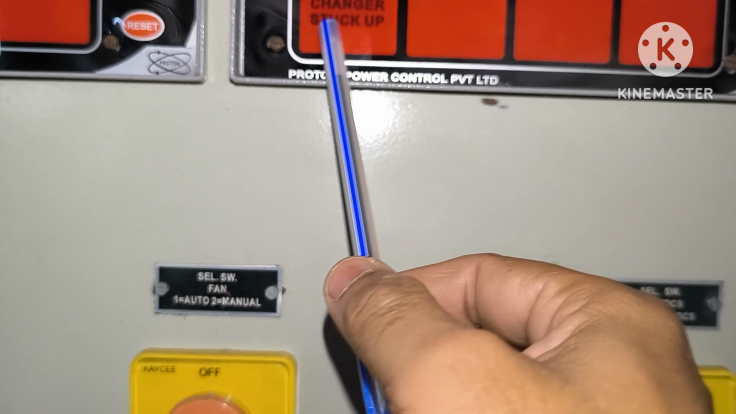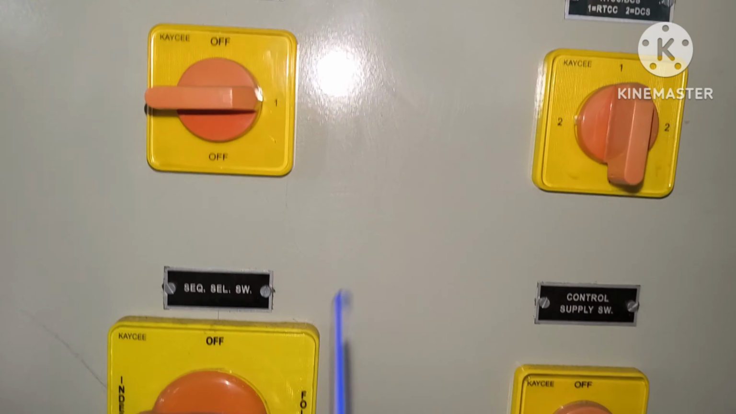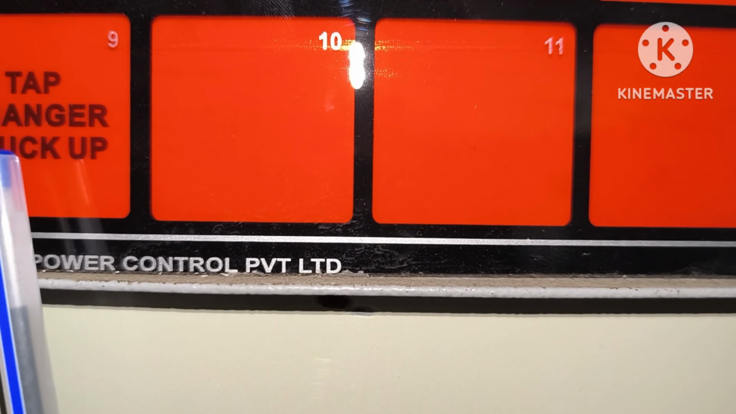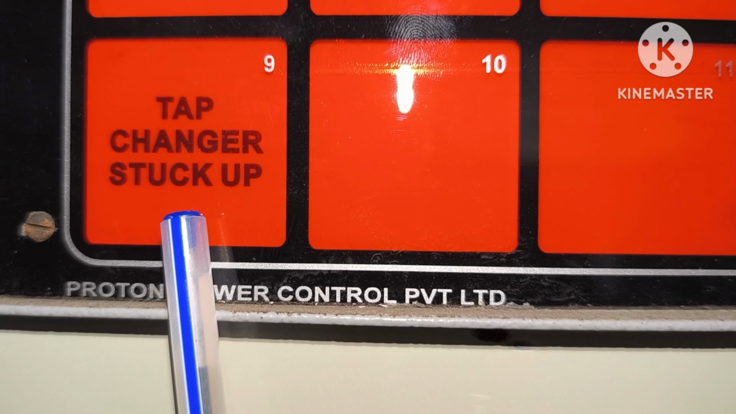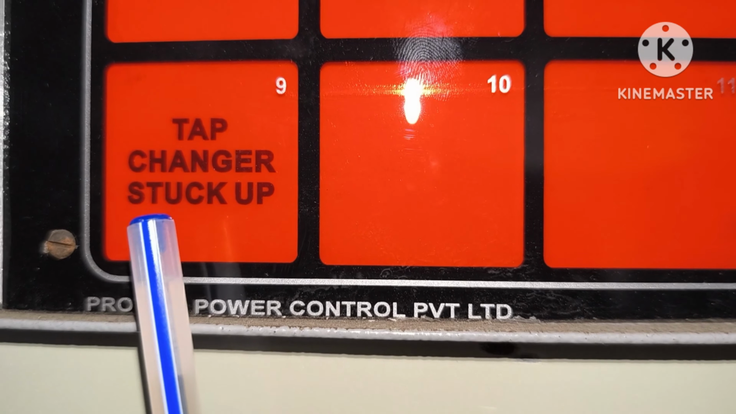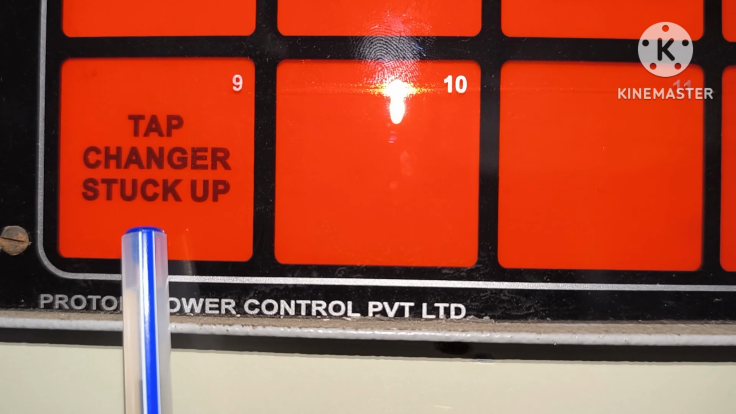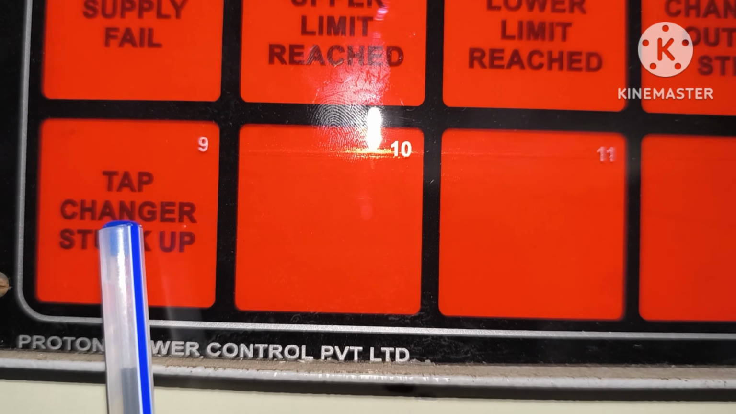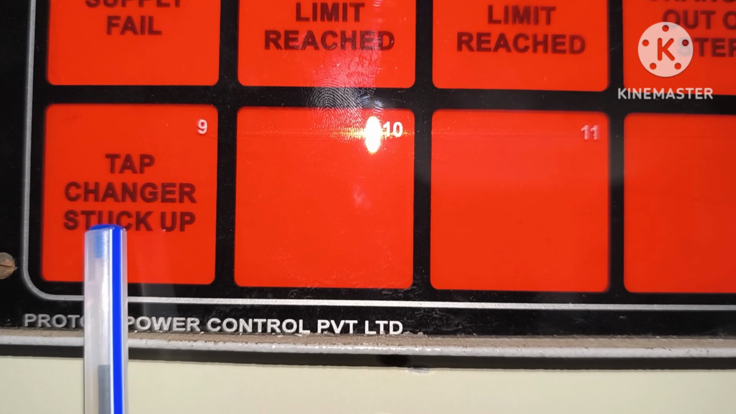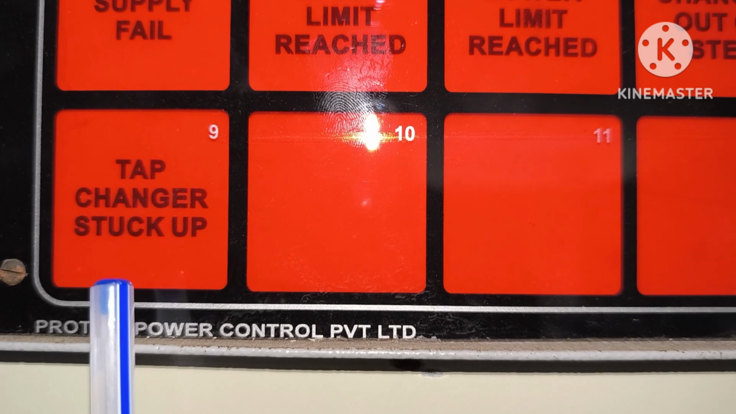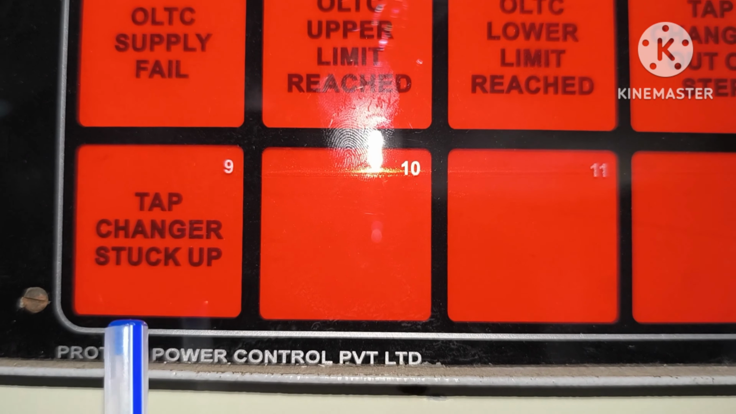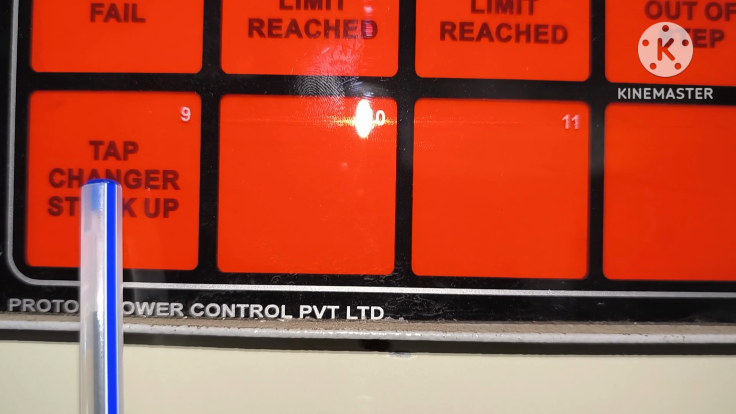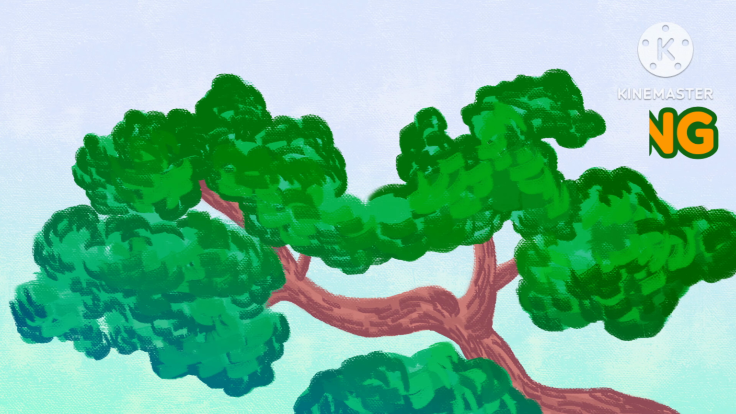The last one is tap changer stuck. The transformer tap position change should complete within 33 revolutions, nearly 6 seconds. If the tap position change is not completed within the specified time and the specified revolutions, automatically the tap changer stuck alarm will come. This will indicate that there is some internal mechanism issue.